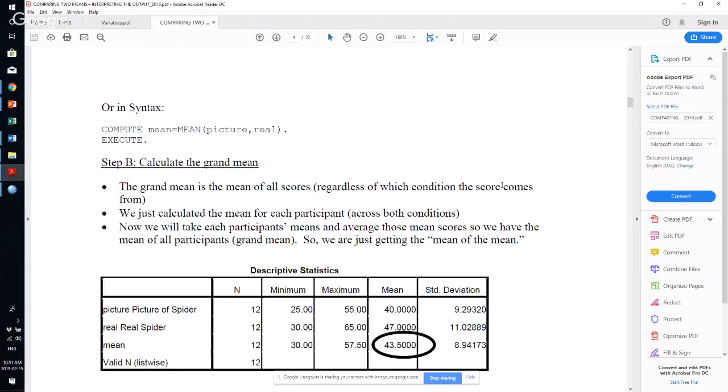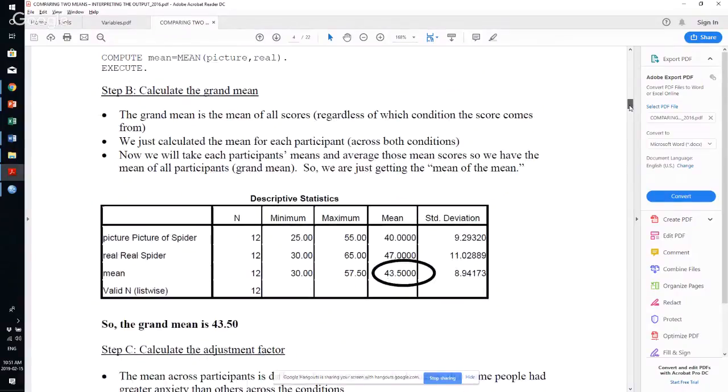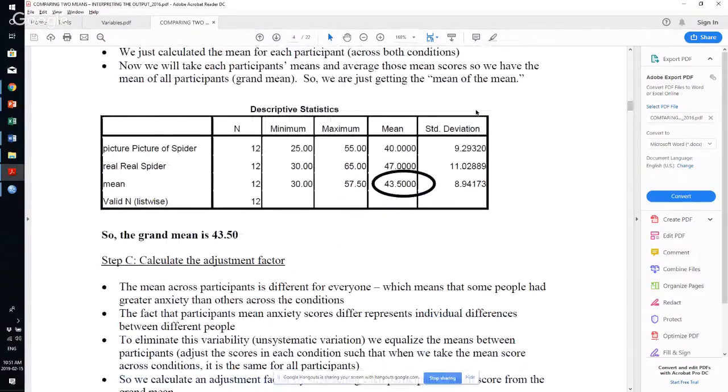So we calculated the mean for each participant across both conditions. And now we just need to get the grand mean. To do that, we just have to run descriptives on our variables. So the grand mean then is going to be 43.5 because it is the mean of the mean.